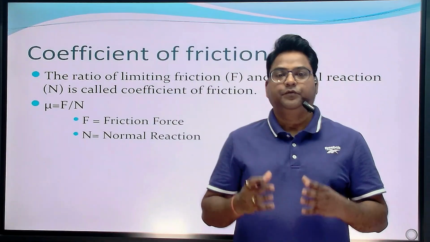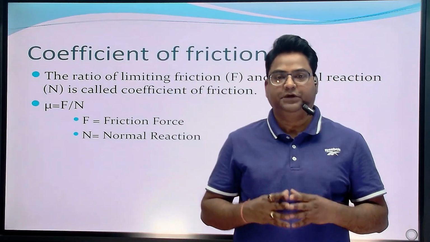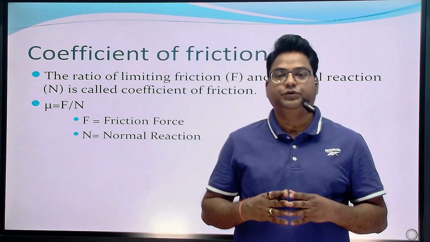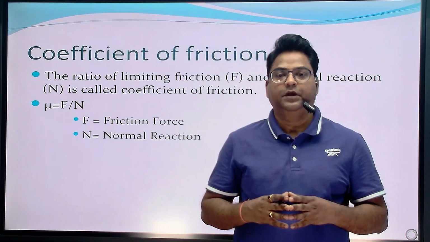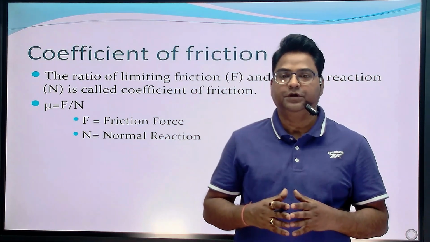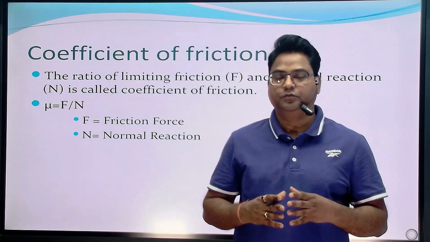Next we have to study the coefficient of friction. What is the coefficient of friction? It is the ratio of the limiting friction force and the normal reaction. That is called the coefficient of friction, which is denoted by mu.